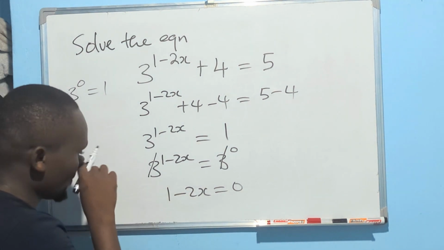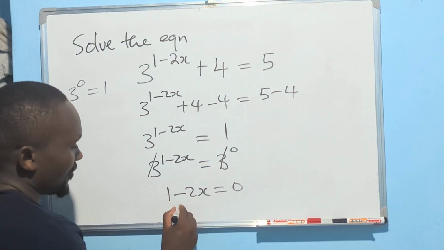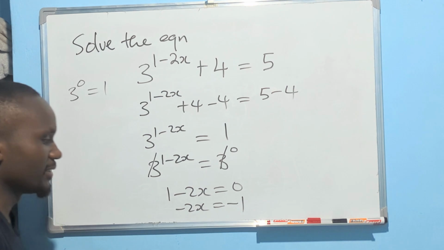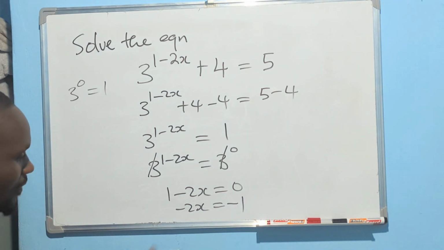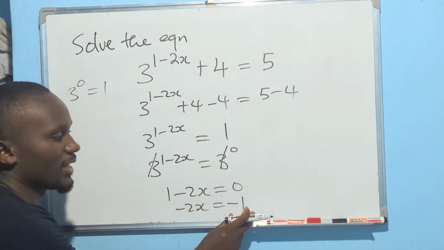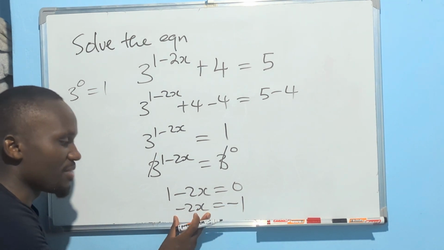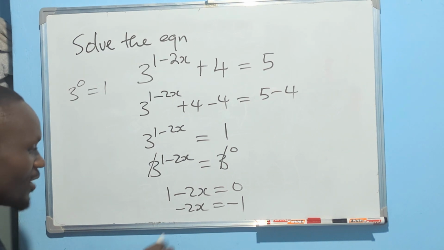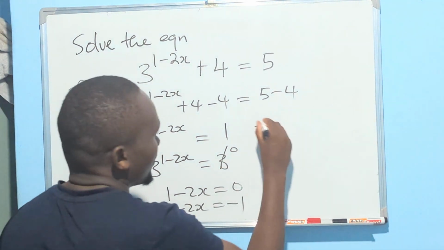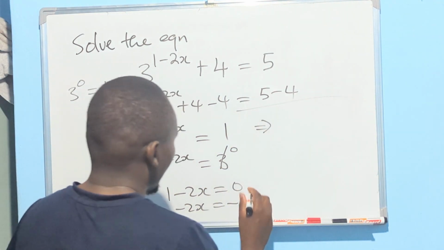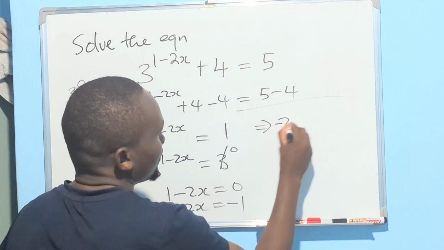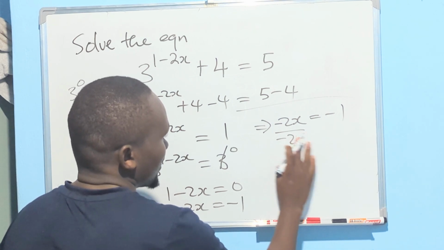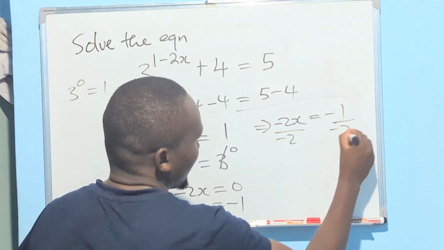With this simple equation, the minus 2x can remain on this side, and the 1 goes to the other side, so we'll have negative 1. So now we have negative 2x equals negative 1. If we want to remain with x alone, it is fundamental for us to divide by negative 2. So we'll have negative 2x equals negative 1, then we divide by negative 2. Almost made a mistake there: negative 2 again here.